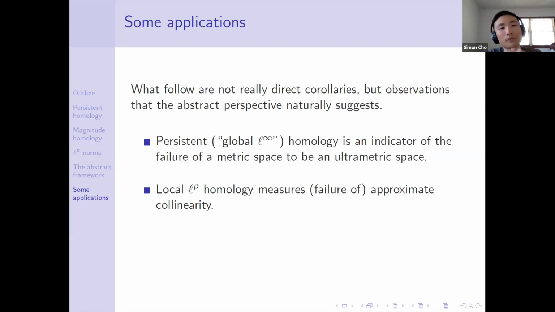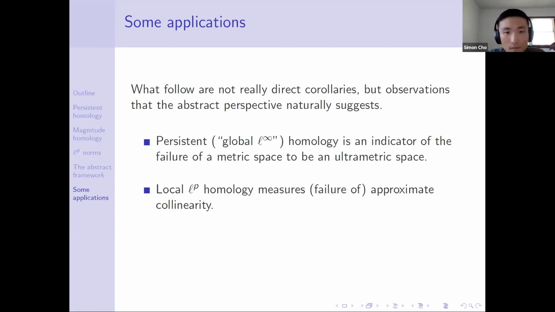Right, and then I'll say more about all of these in a little bit. Local LP homology: we're assuming that P is close to 1 in this case, but local LP homology measures failure of approximate collinearity. So remember that local L1 homology, i.e. magnitude homology, measures failure of collinearity of triples of points, right?